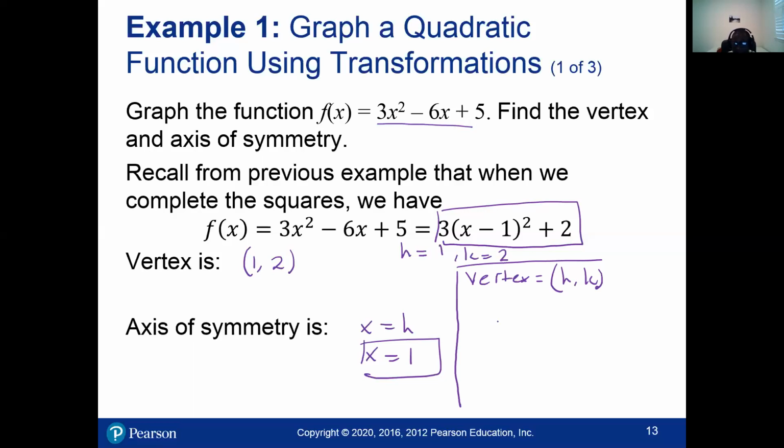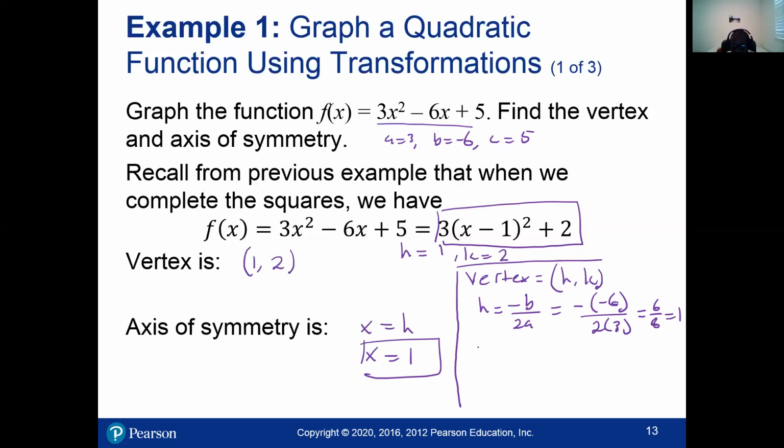Now in this case, what is my h? h is -b over 2a. According to this, your a is 3, your b is -6, and your c is 5. So if you substitute, this will give you negative -6 divided by 2 times 3, and I get 6 over 6, and that is equal to 1. That's why we got the h to be that.